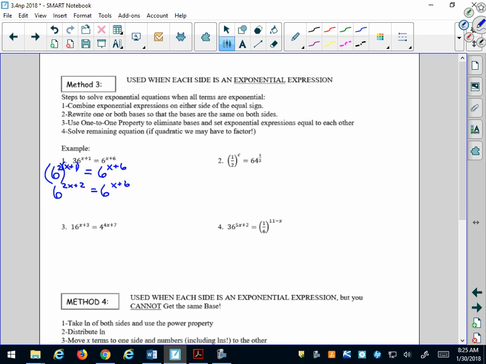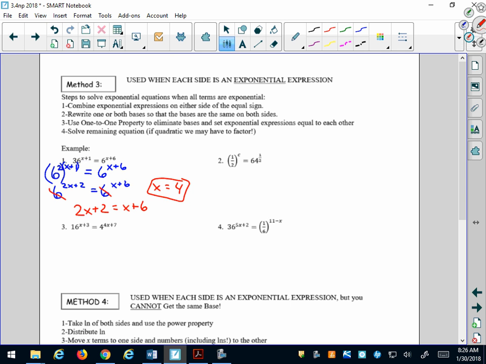Well, here's that one-to-one property. If it's 6 to the something equals 6 to the something, those two somethings must equal each other. So just like we did with logs, you can kind of just cancel out those 6's. And think of this as 2x plus 2 equals x plus 6. And then solve. x equals, what, 4?